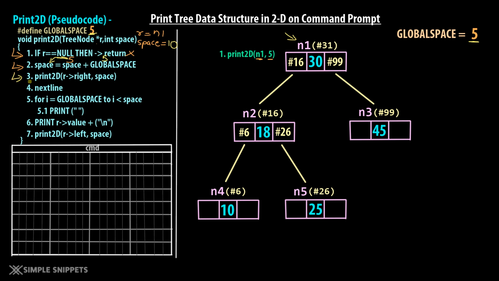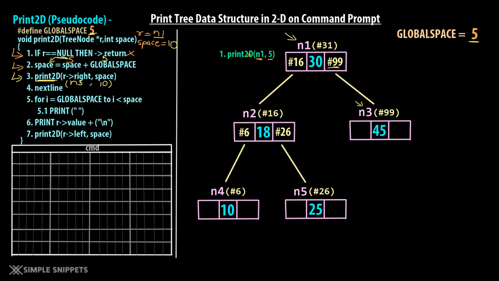Now when you proceed to step 3, you can see we are giving a recursive call to the print2d function. So print2d is calling print2d and we are passing r of right. R is currently n1. Who's there to the right of n1? It is hash 99, which is the address of n3. So we are passing n3 and we are passing space, which we just modified and has become 10. So I'm going to pass 10 over here. A second print2d call is made from the first print2d.